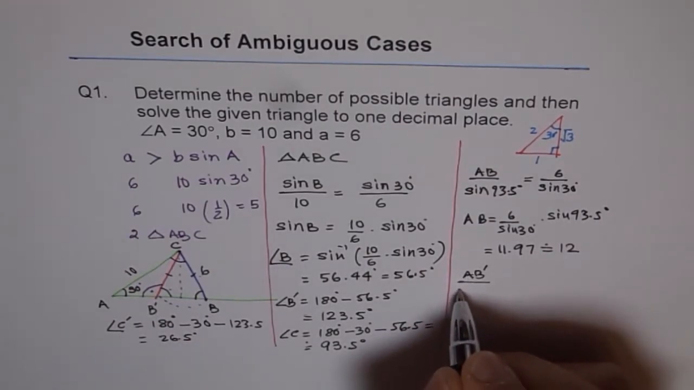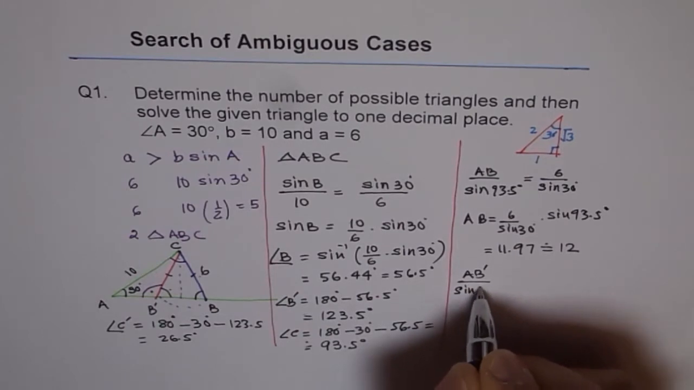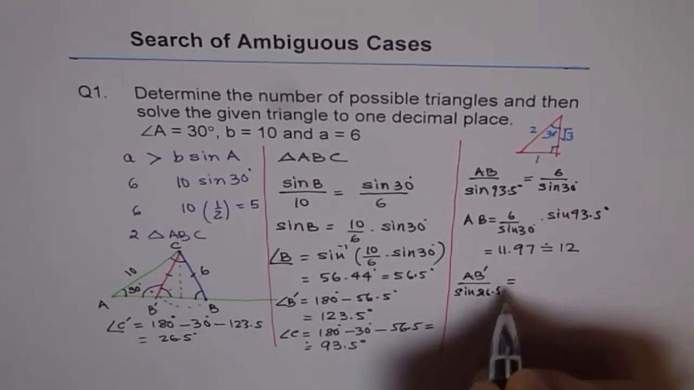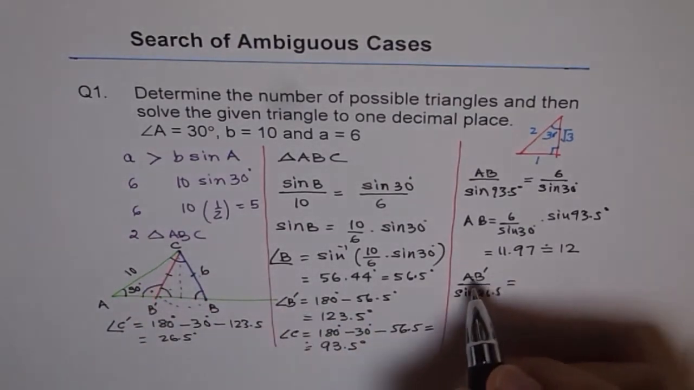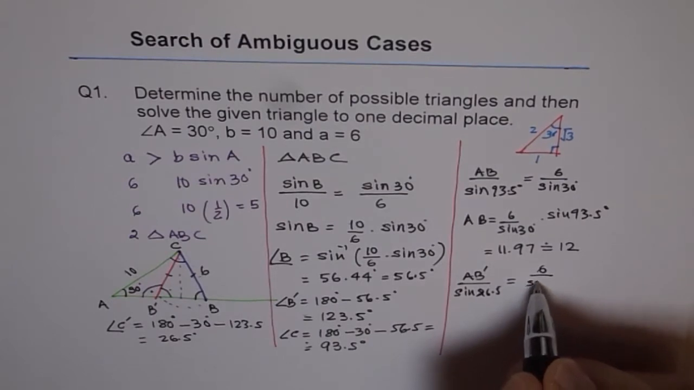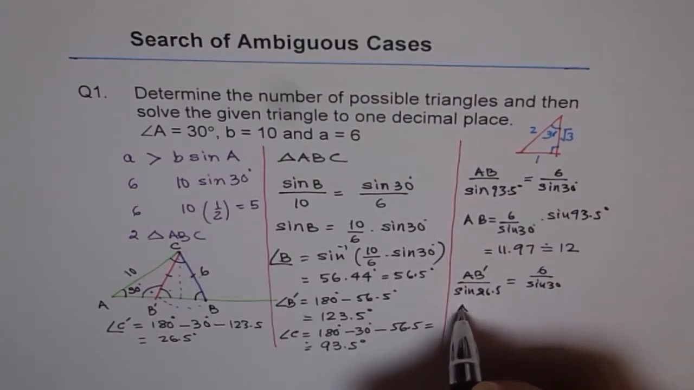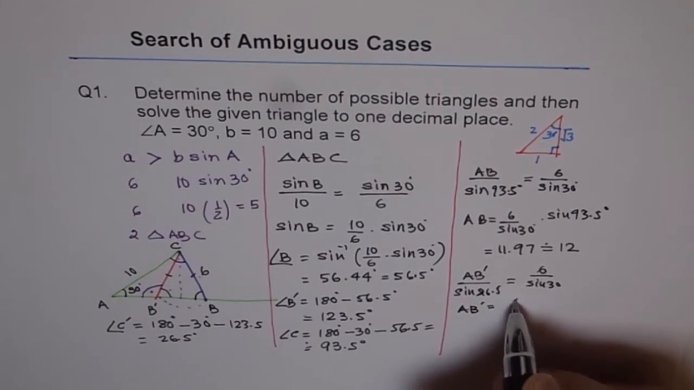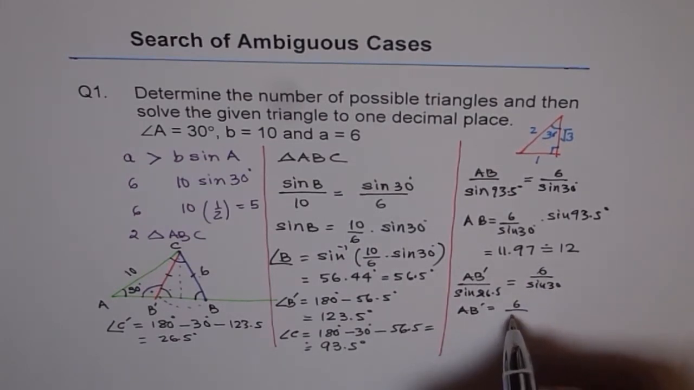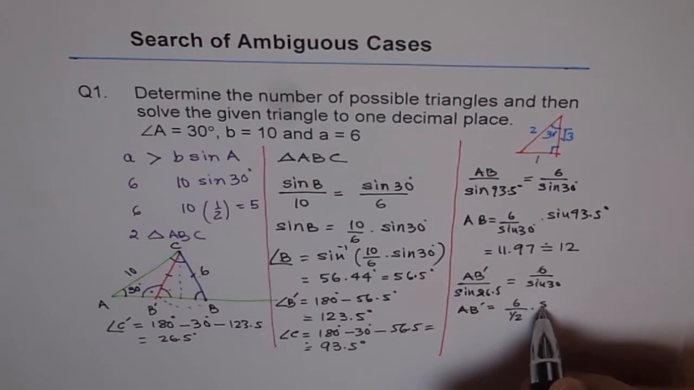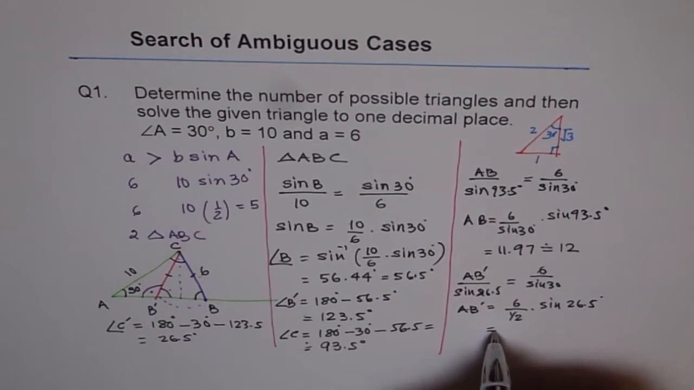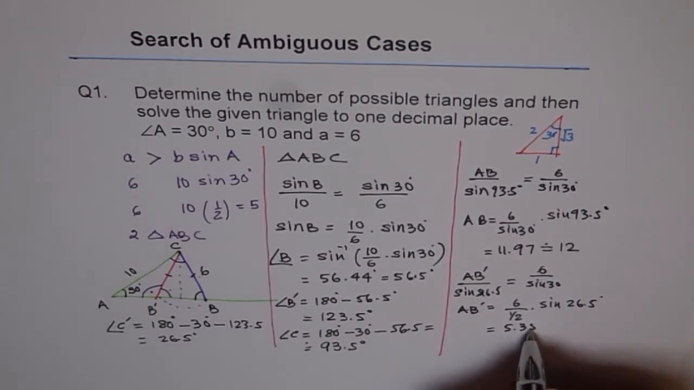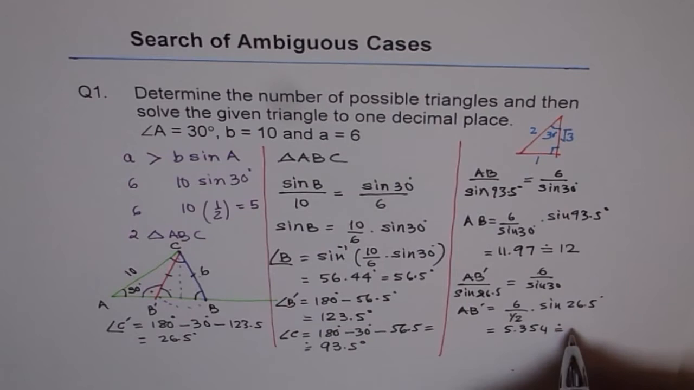So AB dash over sine of 26.5 is equal to 6 over sine of 30, correct? So AB dash is equal to 6 over sine of 30, which is half, times sine of 26.5, right? So that is equal to 5.354, and we can write this as approximately 5.4 units, right?